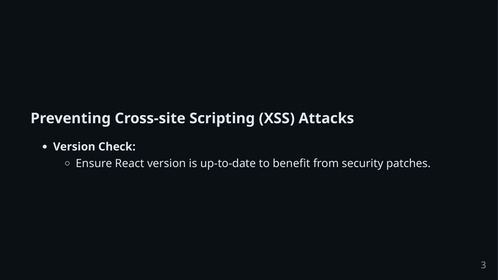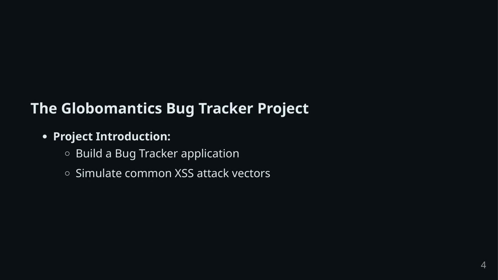In this slide, we introduce the Globomantics Bug Tracker Project. This project involves building a bug tracker application which will serve as an illustrative example for simulating common XSS attack vectors. Through this hands-on project, you'll gain a deeper understanding of how XSS attacks can be executed and mitigated in real-world applications. By working through this, you will become more adept at spotting potential vulnerabilities and implementing strategies to safeguard against such attacks.